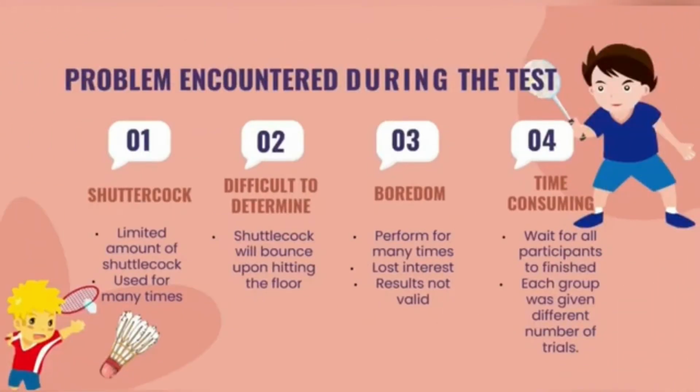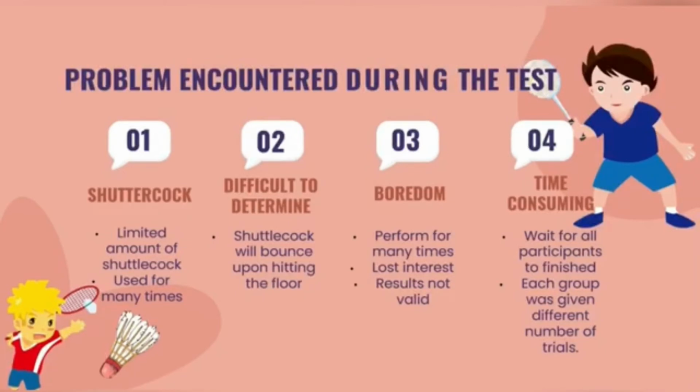Now I will proceed with the problems that we encountered during the test. The first problem is the shuttlecock itself. This is because we have a limited amount of shuttlecocks during the test, so we need to use them many times. As a result, they turn into bad condition, but we still need to use the shuttlecocks in bad condition. The second problem is difficulty in determining where the shuttlecock hit the floor, because the shuttlecock will bounce upon hitting the floor.